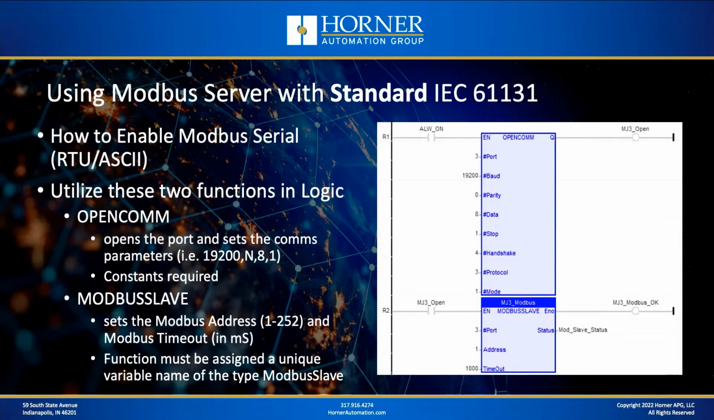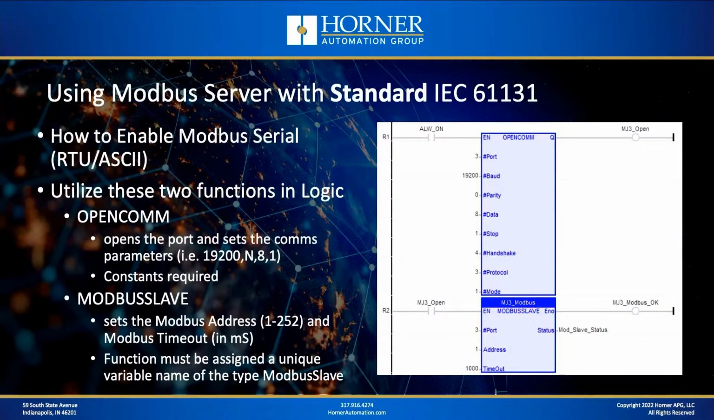What does OpenCom do? Well, it opens the communication port that you're going to use for Modbus, say MJ1 or MJ2 or MJ3, and it sets the communication parameters. For instance, 19200 baud, no parity, 8 data bits, 1 stop bit. Now, for this function block with standard IEC, when you enter in these parameters, they need to be constants in the function block. It's looking for constants. In order to finish the details for Modbus, there's a second block required, and that's called the Modbus slave block. Now, this happens to be a block that does require you to assign it an instance, to name it just like a variable.